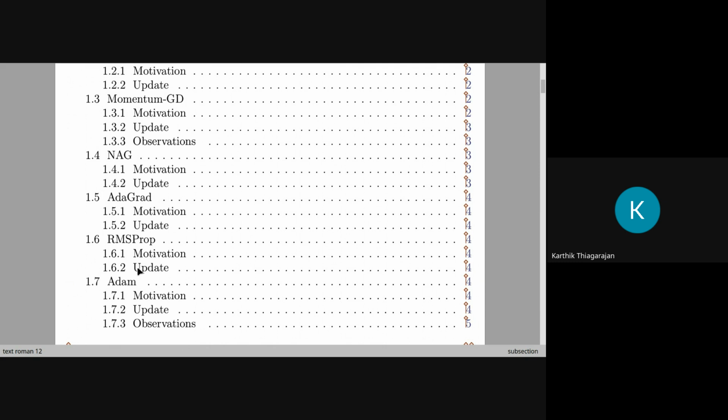But beyond Adam and SGD, unless your problem is so hard to train using these two, and you have to come up with something very novel, you generally won't go beyond that. So Adam works pretty well in most of the real world problems that you are likely to come across. Okay.